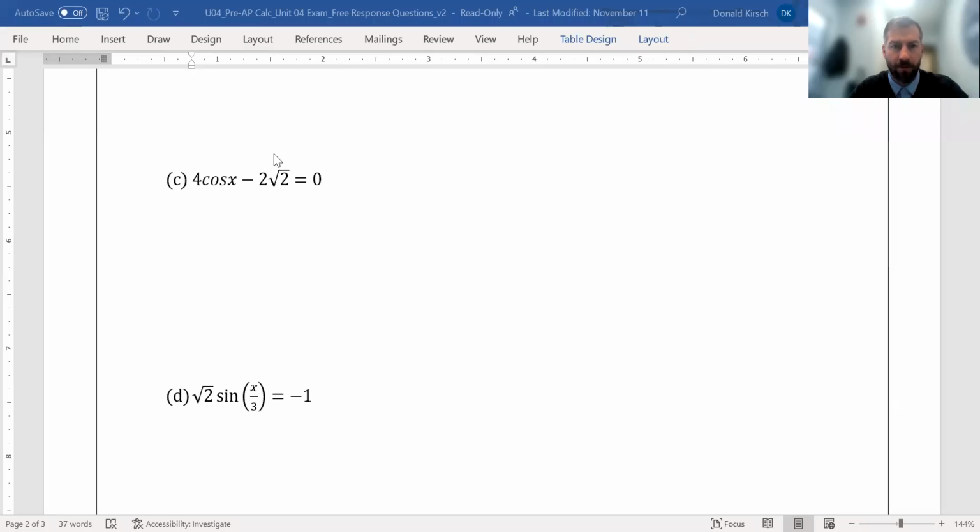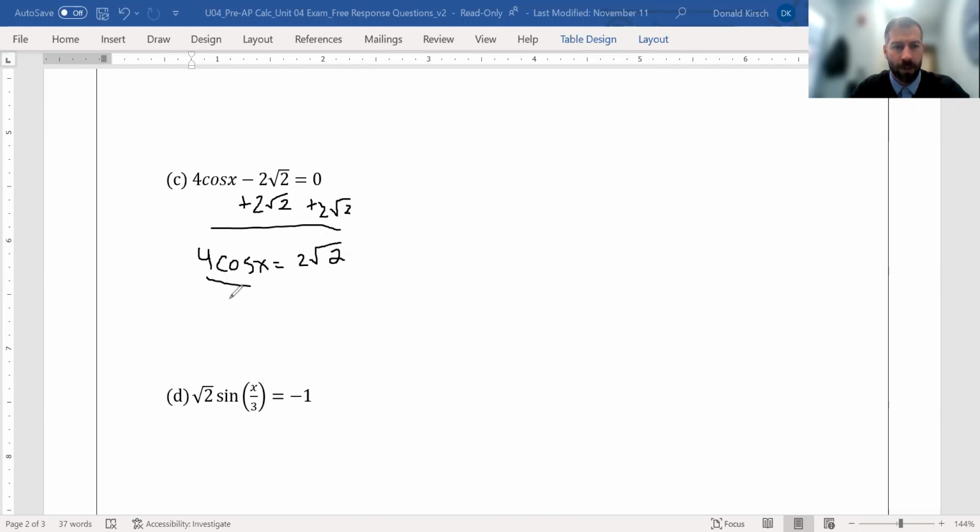Letter C becomes very fair. Okay, let's see what we got for part C. Part C, we still have to isolate that cosine. So we're going to get rid of that plus minus thingy as we normally would with equations. We're going to get 4 cosine of x equals 2 radical 2.